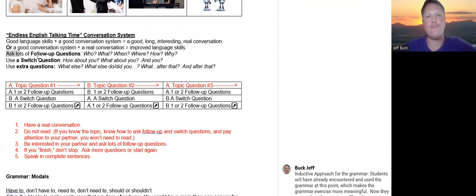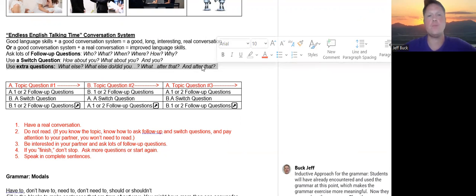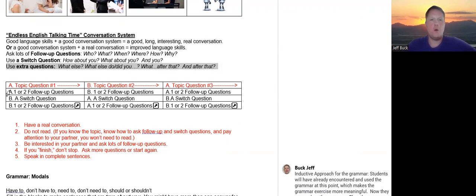So they need to ask a lot of follow-up questions: who, what, when, where, how, and why, and not rush through the questions. And a switch question: how about you, what about you, and you, and maybe some extra questions such as what else do you do, did you do, what did you do after that, and after that.